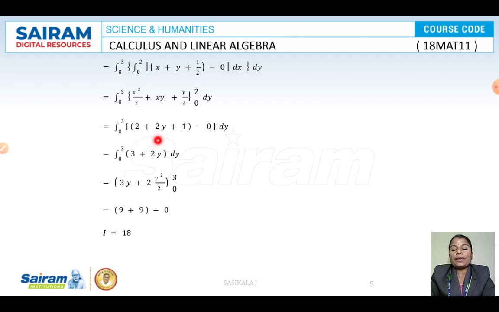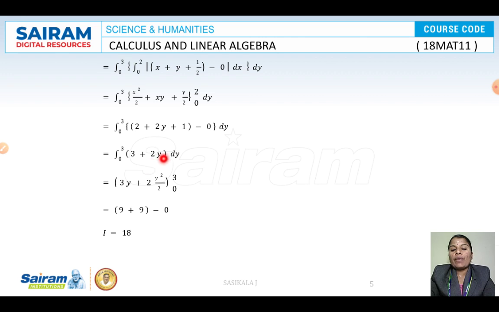Now integration with respect to y: substitute the upper limit and the lower limit. 2 squared is 4, divided by 2 is 2. The lower limit is 0, and again 2y plus a term of 1. The lower limit minus 0 entirely goes to 0. Now we can simplify before going into the next integration: 2 plus 1 will be 3, so 3 plus 2y into dy. So what is that?